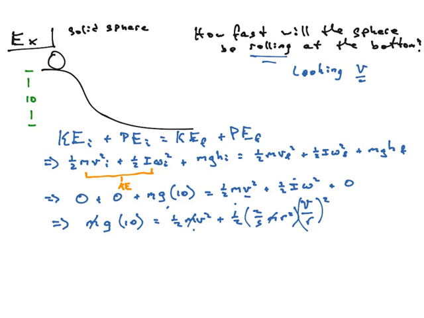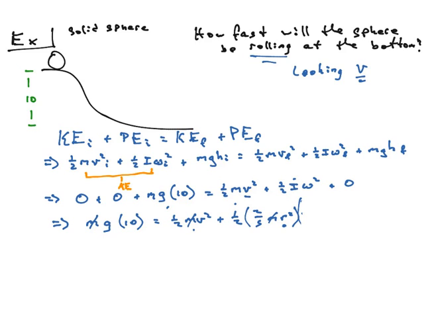What else is unknown? G is 9.8. That's not a big deal. V, that's the thing we're looking for, so leave that alone. What about this R? I've got an R squared sitting here. But if you look, there's an R over here, and that R is also squared. So let me clean this up a little bit.